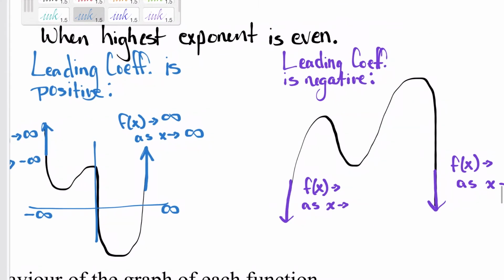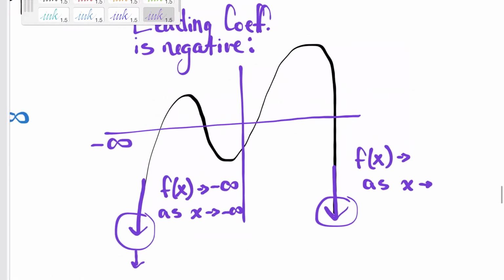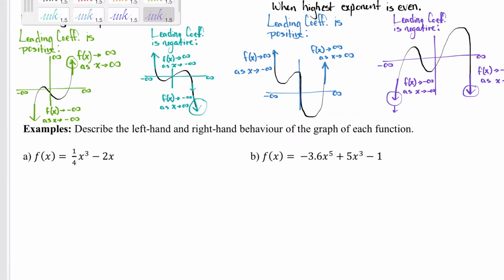If we start our day negative, then everything's kind of going to be going downhill. So if our leading coefficient is negative, then everything's going to be going down. As I'm looking towards the left, my arrow is going down, so towards negative infinity. And as I'm going towards positive infinity, or towards the right on my x-axis, I'm still going down, so down towards negative infinity on the y-axis. So we want to describe the left and right hand behaviors of the graph for each of the functions.